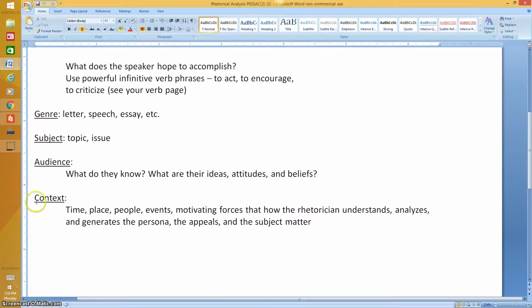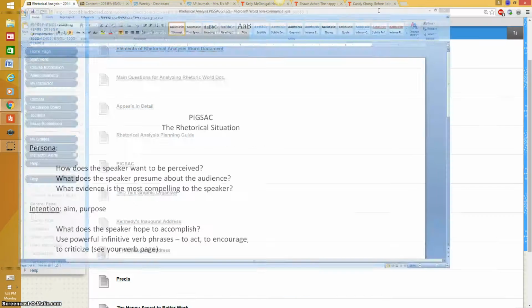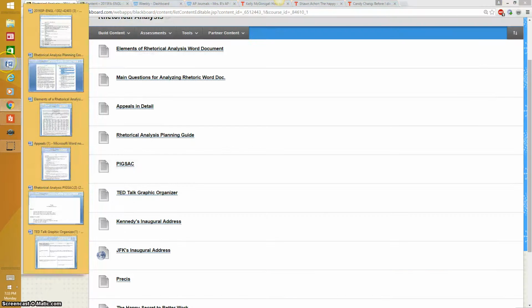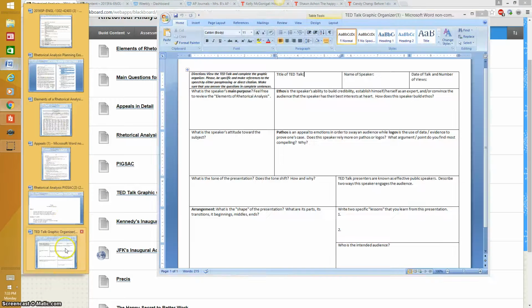And context. You have to know the context: time, place, events. What is going on at the time that has caused the person to write or talk? What is motivating him or her? Okay, so please be aware of the rhetorical situation, or PIG SACK, as I like to call it.